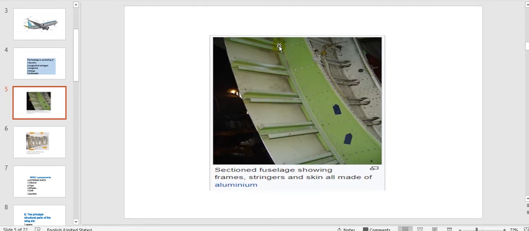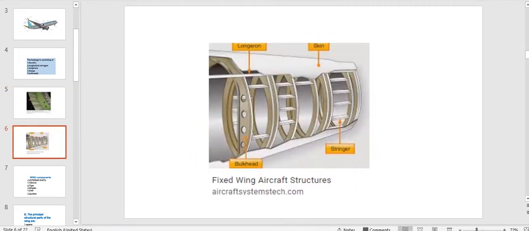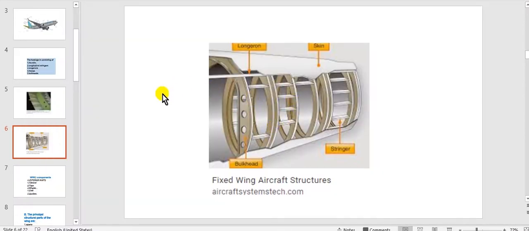This is the frame, and these are the stringers, which run longitudinally here. The other side to show you more. Here I zoom in. Here is the longeron in the upper part. The circular or semicircular one here, this is the frame. And this is the bulkhead, like a frame. And these are the stringers, to show you more details here. So this is the fuselage.